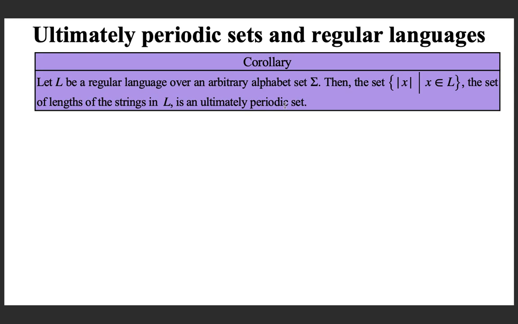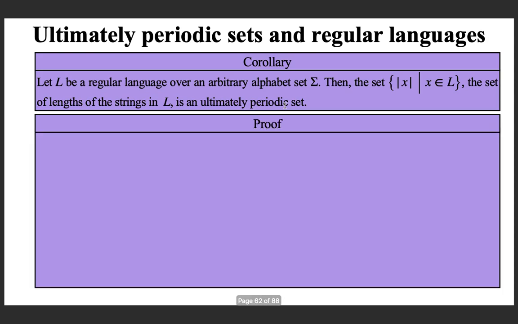So we are saying that if you look at any regular language over any alphabet set, then the length set is ultimately periodic. We need to have a proof. Here we will apply the homomorphism that we discussed 2 lectures before to have a proof for this corollary.